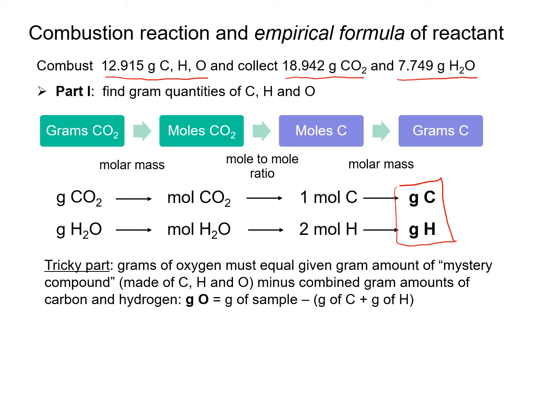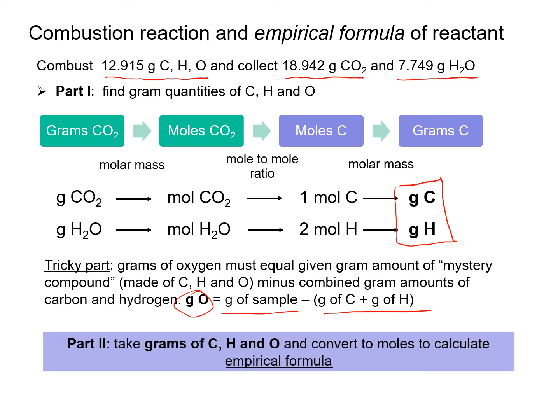It follows that the grams of oxygen will equal the grams of our unknown compound, from which we will subtract the grams of carbon and the grams of hydrogen that we just calculated. You can think of it as a zero-sum game. Whatever is left over after we subtract carbon and hydrogen must, in fact, be oxygen.